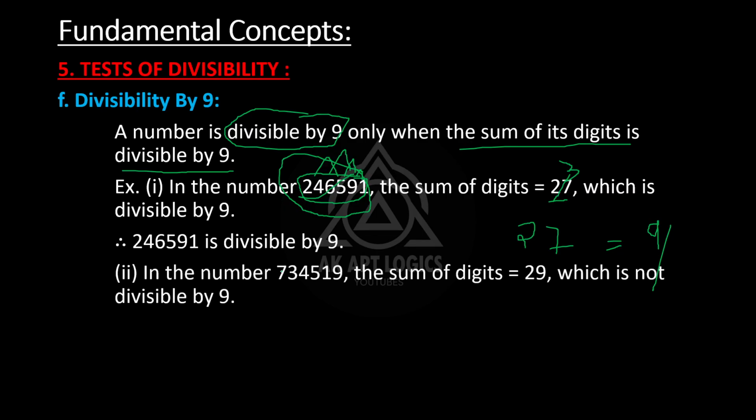The next number is 734,512. The sum of digits is 29. 29 is not divisible by 9. In my shortcut, after adding all these digits, you get 29, right? If you add 2 plus 9, you will get 11, right? 11 is not divisible by 9, right? So in this way also you can do it.